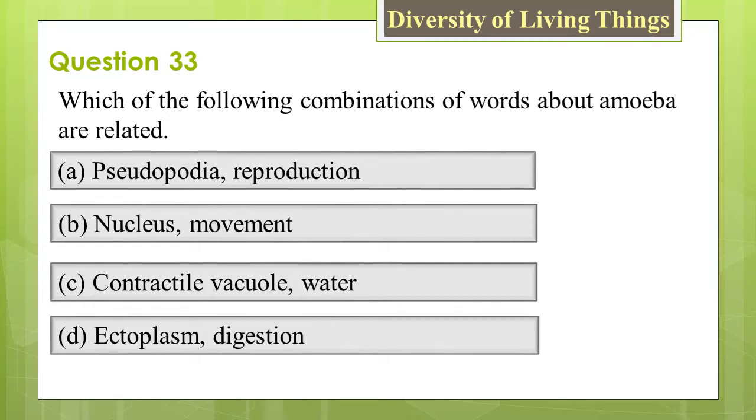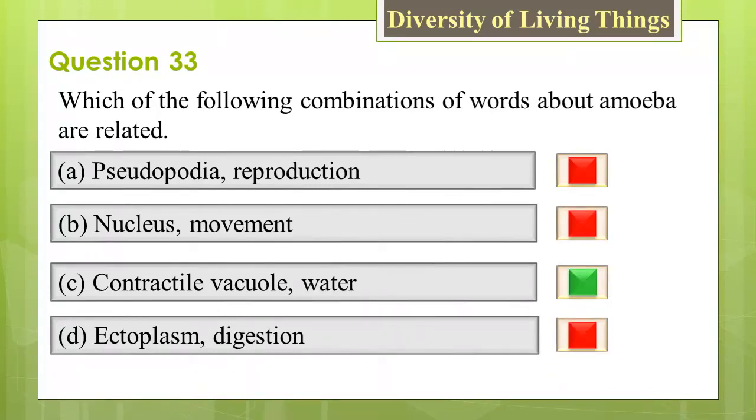Pseudopodia, reproduction. B. Nucleus, movement. C. Contractile vacuole, water. D. Ectoplasm, digestion. Which of the following alternatives is the correct alternative? The best alternative is C. Contractile vacuole, water.